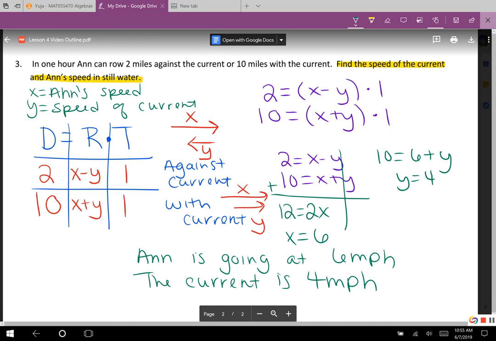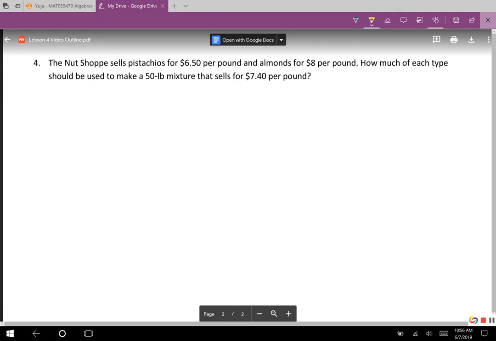Finally, I have one last type of application. This one is a mixture problem. So we've got the nut shop sells pistachios and almonds. And the almonds are a little more expensive than the pistachios. They're going to mix these together to create a mixture that sells for $7.40 per pound. So what are they asking me to solve for? It's right here. How much of each type should be used? So I'll let x represent the number of pounds of pistachios, and y will be the pounds of almonds.